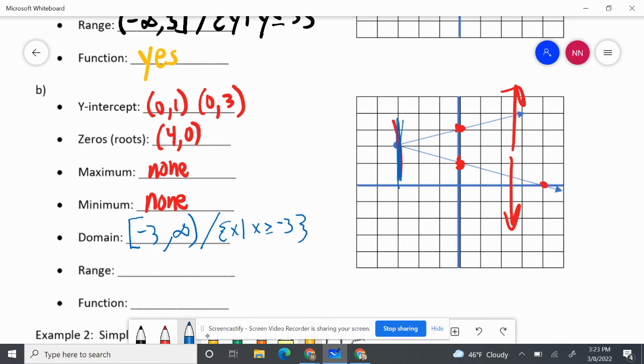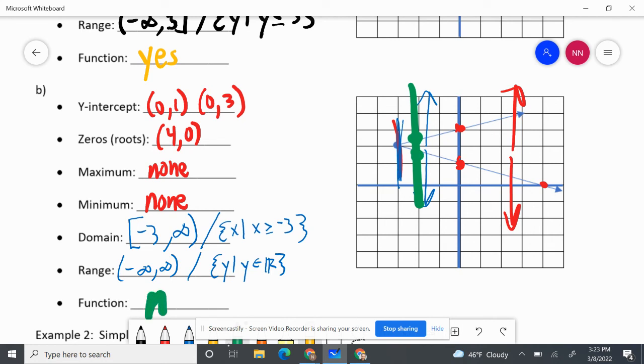And then for our range, if we're looking at our range, it's going up, it's going down. So it would be -infinity to infinity. Or what we would do is we would go y such that y is an element of the real numbers. Is it a function? Well, to determine if it's a function, we draw the vertical line test. We see that it crosses twice. So no, it is not a function.